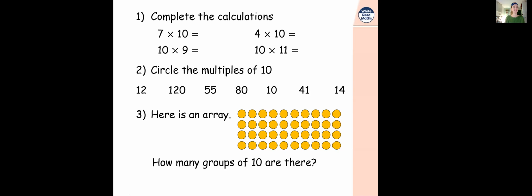How did you get on? 7 times 10. We're going all the way to 7. Can you see 7? 10, 20, 30, 40, 50, 60, 70. 7 times 10 is 70. 4 times 10. Did you count on 4 when you were doing your 10 times table? 10, 20, 30, 40. See if we can get the answers right. 70, 40, there we go.